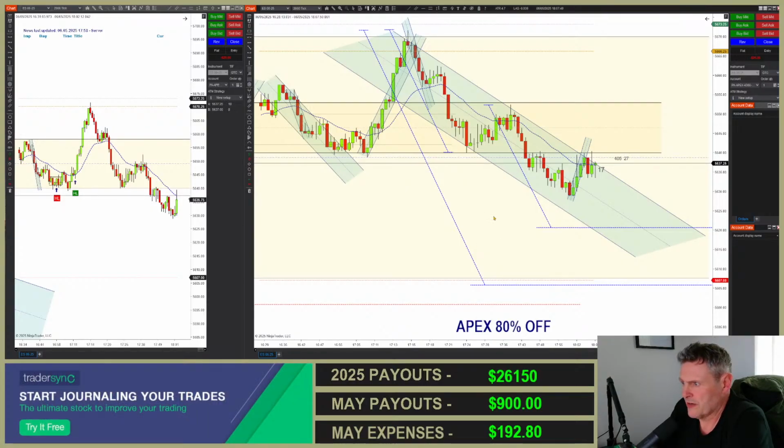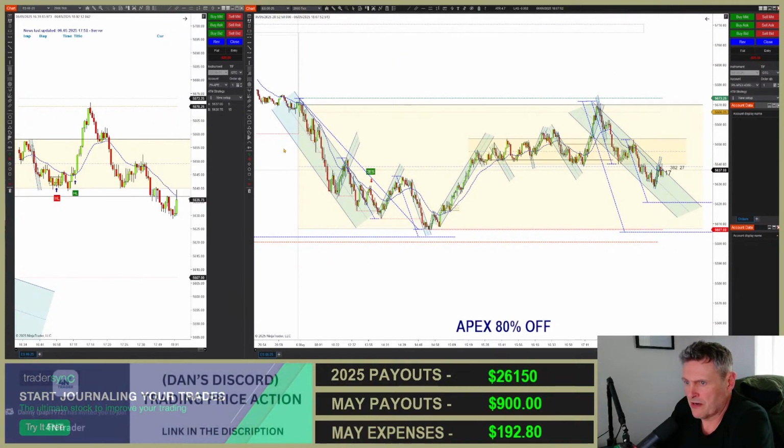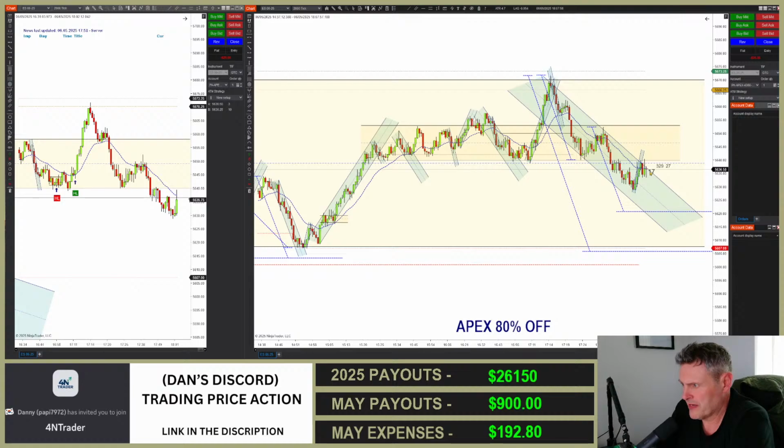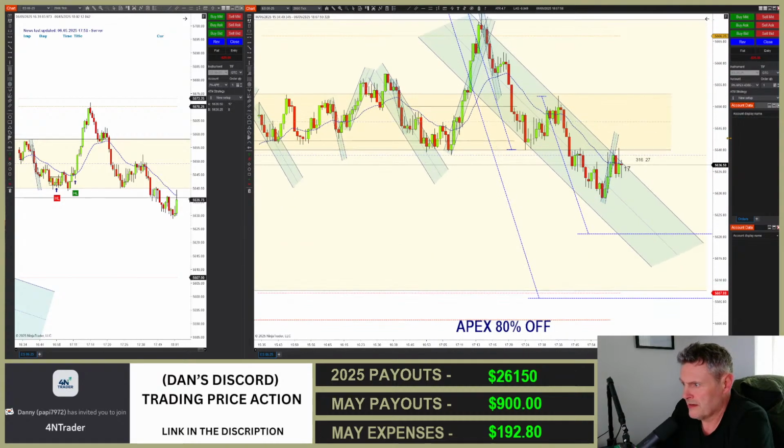This to me is looking a bit like a range day. We've gone up to the highs. It looks like a leg and a leg. This sort of looks like a correction. So I think there's a fair chance this thing does come down.